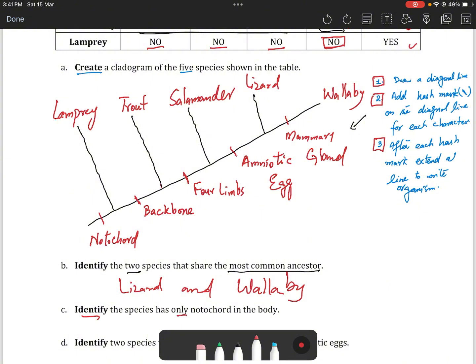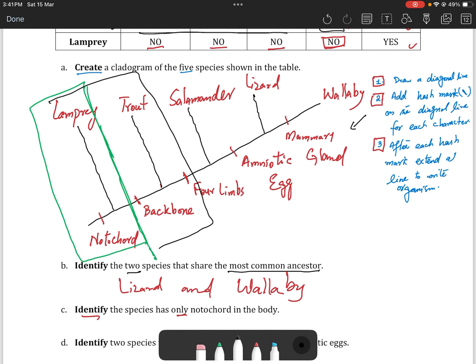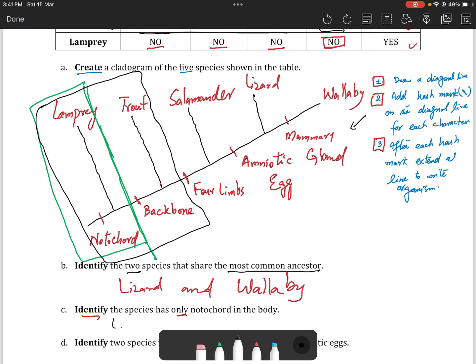Identify the species that has only notochord. Only notochord. So notochord is only present in the lamprey, because look over here in this area. I will tell you. Look, after lamprey, margin is done over here. So this is the zone of the lamprey. Lamprey has only notochord. Okay. Now the second zone, if you want to make another zone, so this zone is for the trout. Oh, sorry, I included the four limbs. So this zone is for the trout before the forelimbs. Okay, then so on. So who has only notochord? Of course, it's the lamprey.